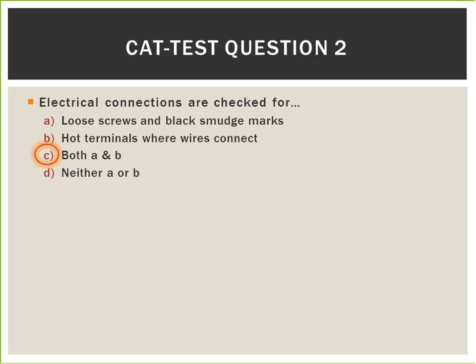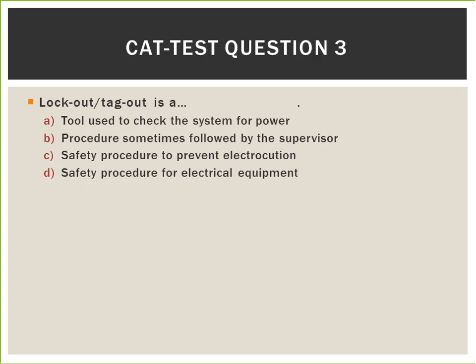CAT test question 3. Lockout-tagout is A, tool used to check the system for power, B, procedure sometimes followed by the supervisor, C, safety procedure to prevent electrocution, D, safety procedure for electrical equipment.